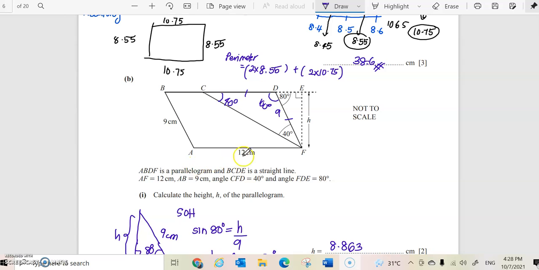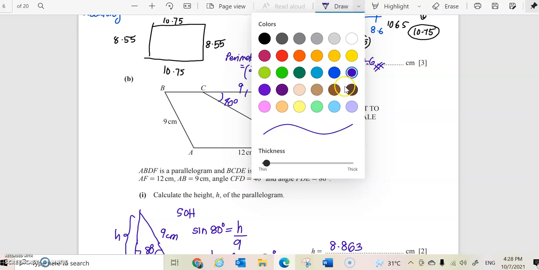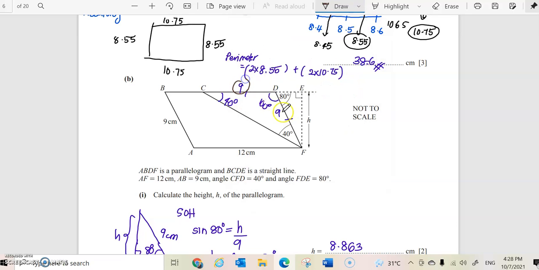ABCF. So we have to calculate this part. Since we have this one 9 centimeter, this one is 9 centimeter too, since it is an isosceles triangle. The balance here, this is a parallelogram, so side AF will be equal to the side BD. So 12 minus 9, we get 3. The balance here is 3, so BC is 3.